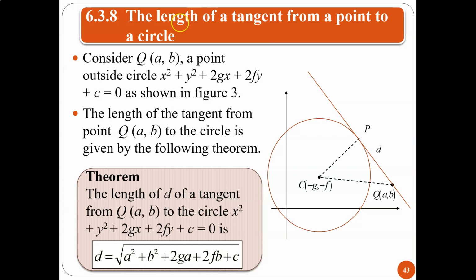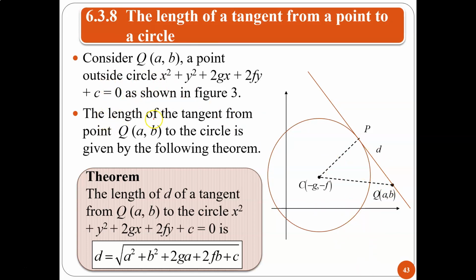Panjang ataupun length, jarak tangent from a point to a circle. So this is the tangent, right? This is a tangent. This is a circle. So you want to find the length of this and length of this. So consider Q equal to AB. So a point Q over here, a point outside the circle. This is a circle. So it's correct, right? The Q is actually outside the circle, as shown in figure over here.